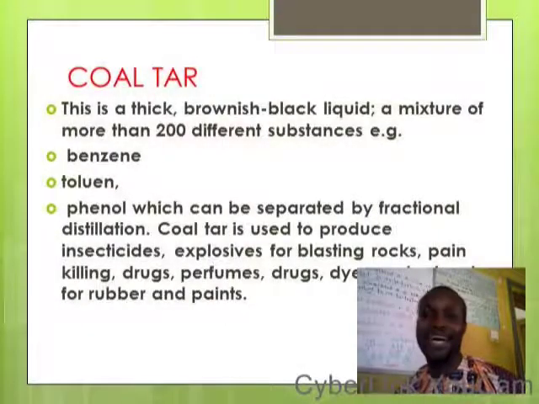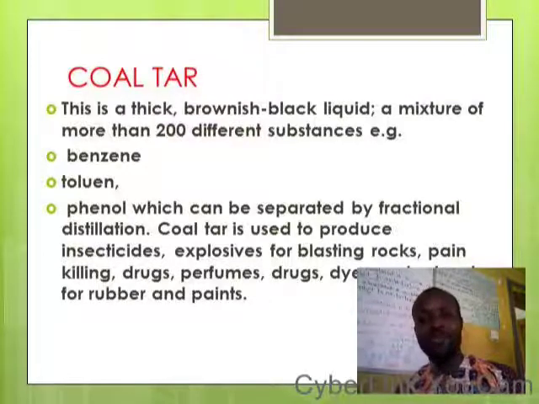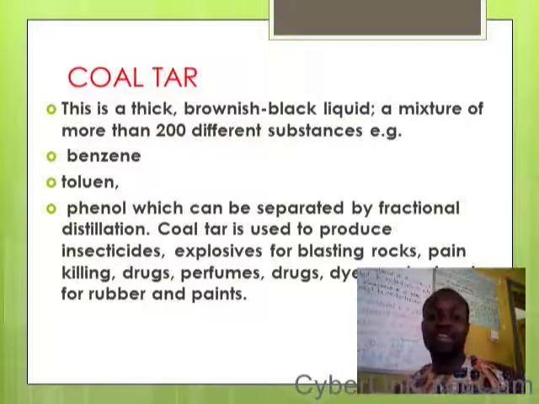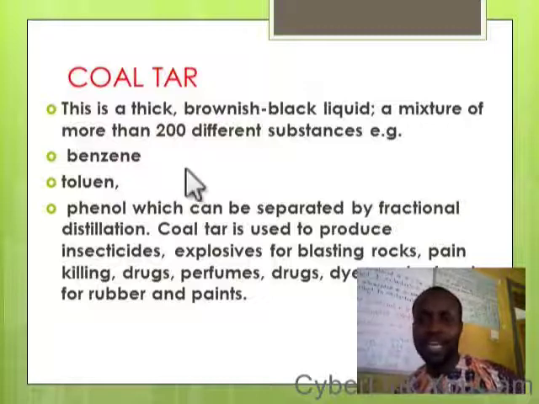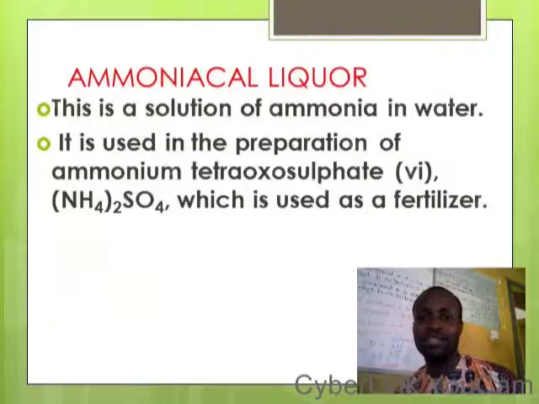On coal tar. Coal tar is one of the products of destructive distillation of coal. We have coke, coal tar, coal gas, and ammoniacal liquor. So we are now on coal tar. These four I just mentioned are products of destructive distillation of coal. Now, they contain some substances like benzene and toluene.